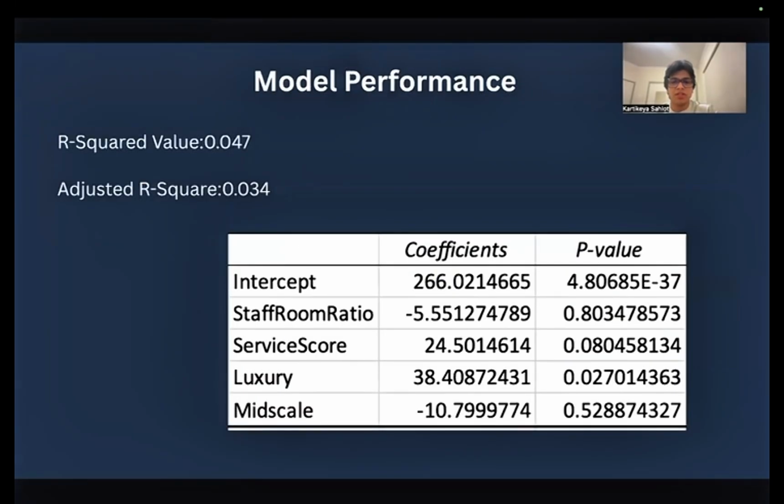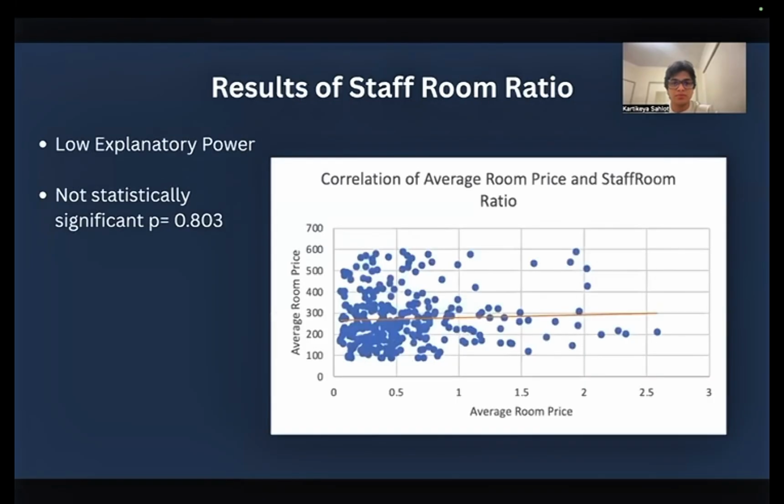The model's performance is noticeably weak. The R-squared value is only 0.047. The adjusted R-squared is also 0.034. This indicates that only 4.7% of the total variance in average room prices is explained by these predictors combined. Furthermore, most p-values fall short of being statistically significant.